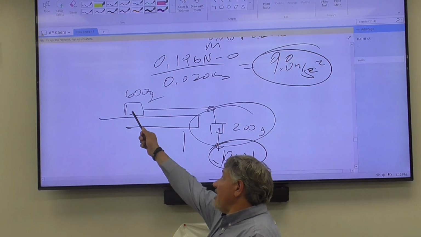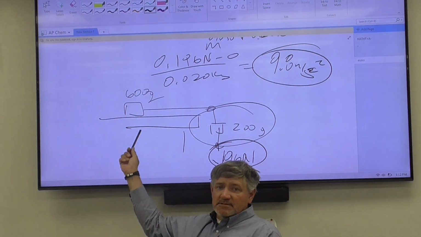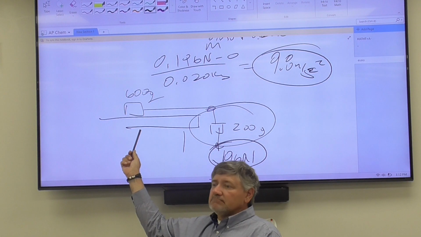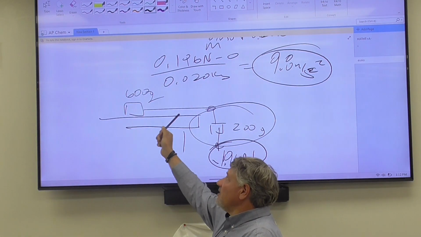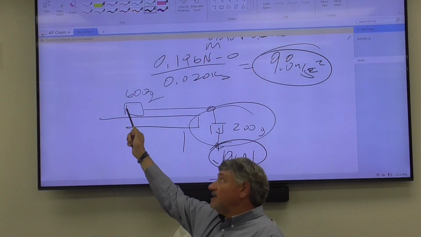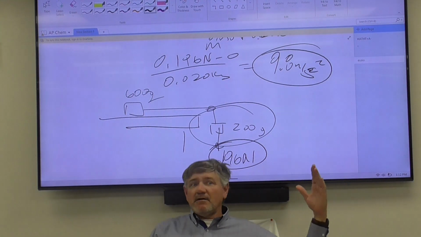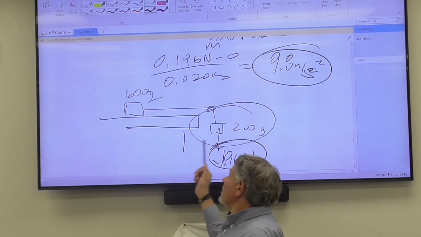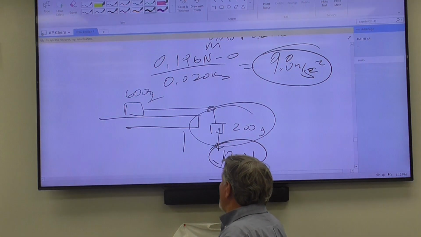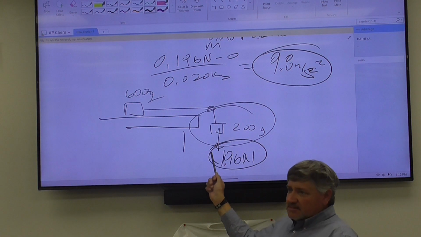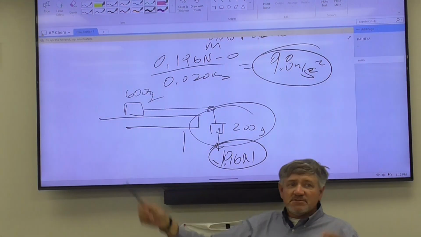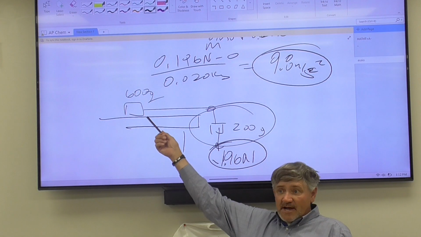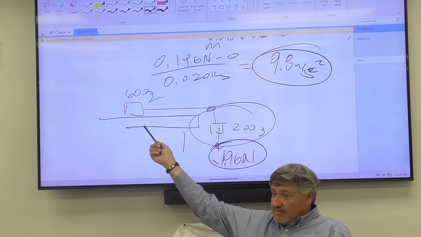Now, is gravity pulling down on the 600 grams? Yes, but then again, it's getting countered by the normal force. So the table, just like Alex said, is providing a force that balances that out. The only thing that's working against this 1.96 newtons is the upward force of the tension, because you're dragging the 600 gram mass with it.